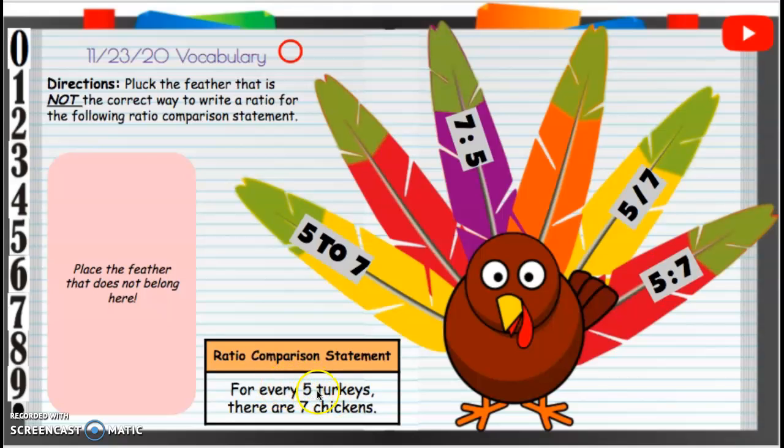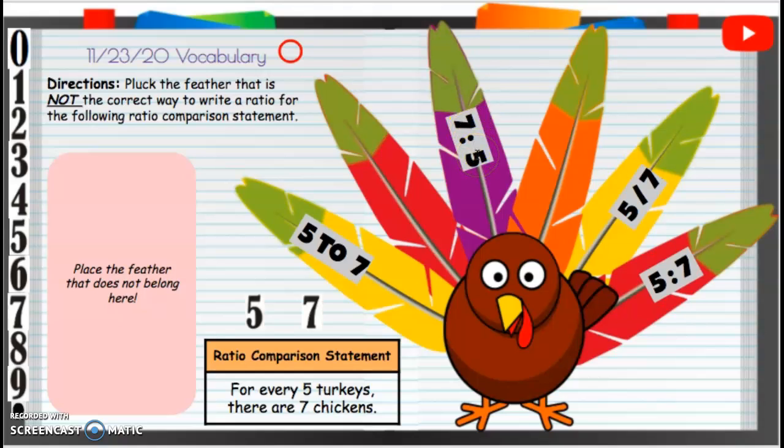So our ratio, remember, you have to go in order. For every 5 turkeys, there are 7 chickens. So 5 turkeys to 7 chickens. So 5 to 7. So what is 5 to 7? So which is not the correct way? 5 to 7. Yep, that's the way.